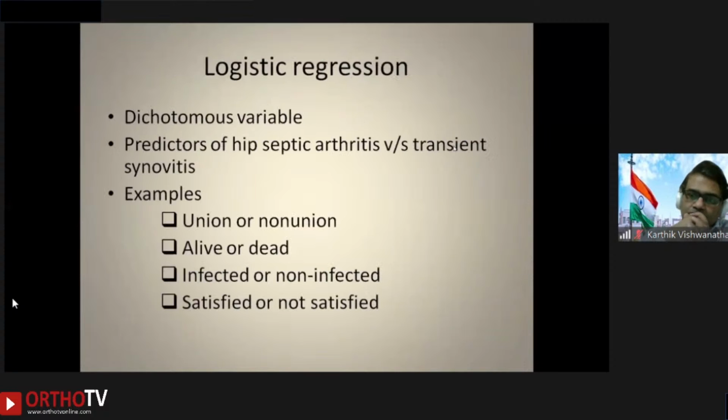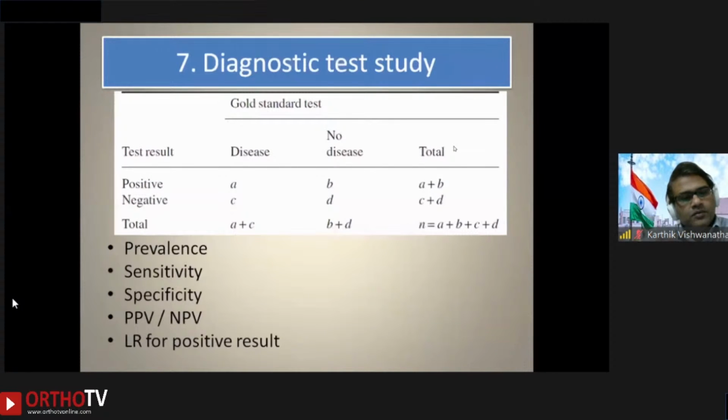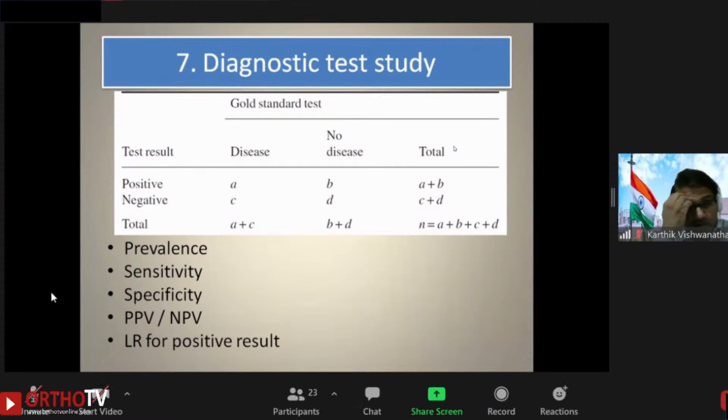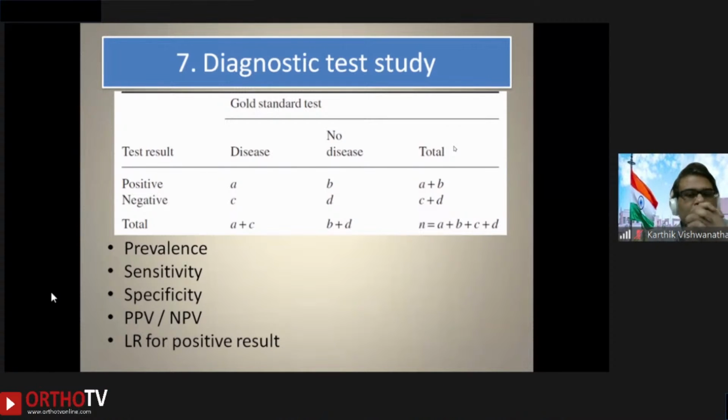Logistic regression is mainly used for data which is dichotomous, like union or non-union, alive or dead, infected, not infected. Similarly, the goals: if you want to compare a new test along with a CT scan or anything which is a gold standard, then you look at prevalence, sensitivity, and specificity. So for a condition which is easily treatable, sensitivity is important. But for a condition which is very difficult to diagnose and untreatable, then you use specificity. For us as clinicians, positive predictive value and negative predictive value are more important.